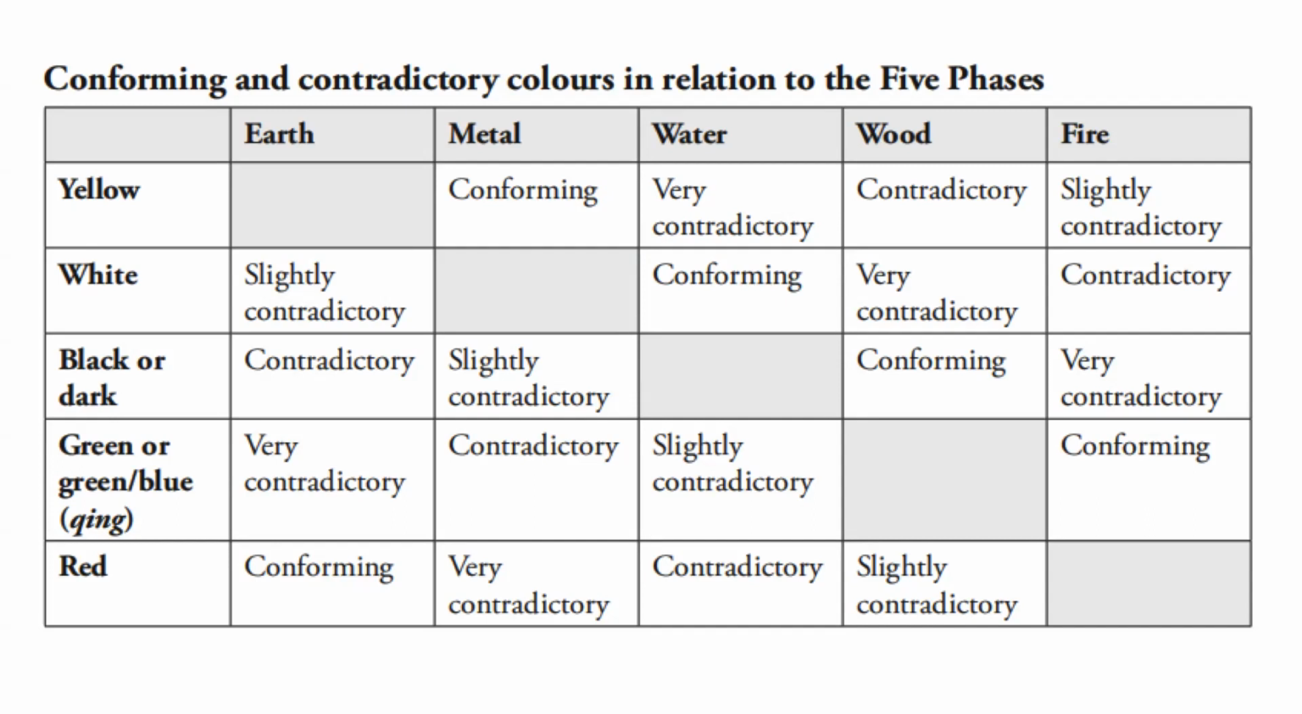If the face color is black or dark, it is contradictory to the earth phase. It is slightly contradictory to metal, conforming to the wood, and very contradictory to fire. If the color of the face is green or green and blue, it is very contradictory to earth, contradictory to metal, slightly contradictory to water, and conforming to fire. If the face color is red, it is conforming to earth, very contradictory to metal, contradictory to water, and slightly contradictory to wood.